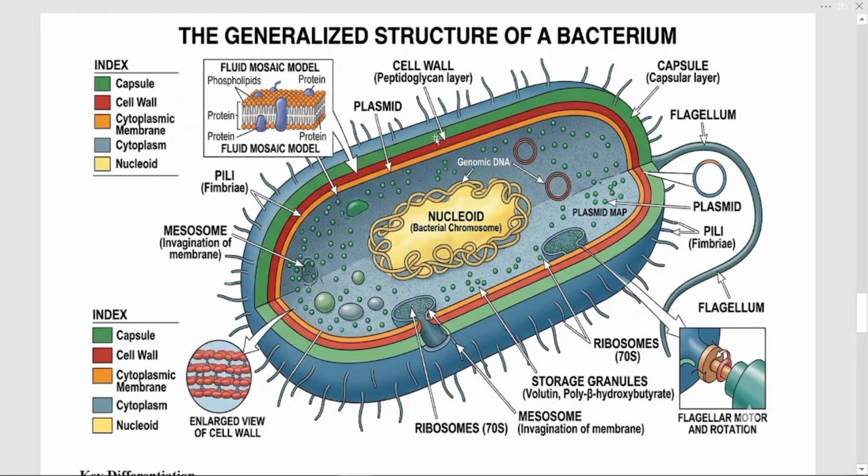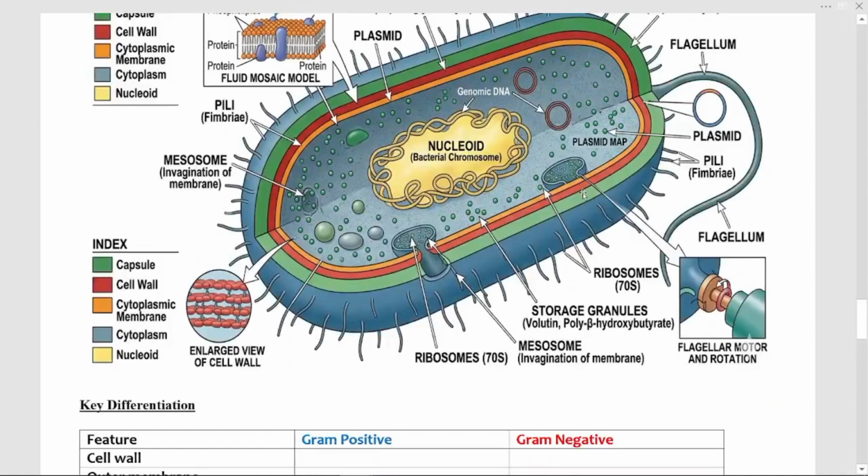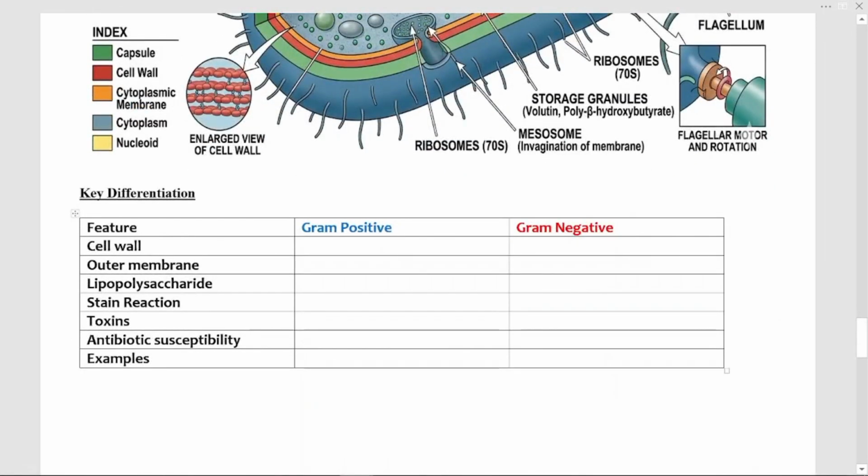You've also got the capsule, the nucleoid and other structures, the flagellum, the ribosomes inside, and other organelles very similar to the human cell. Now, if you look at bacteria as a whole, we have two broad categories: the gram-positive bacteria and the gram-negative bacteria.